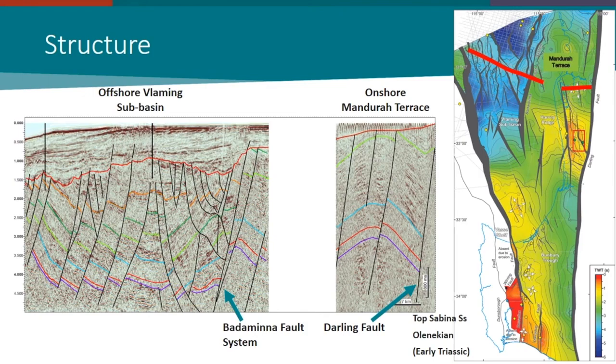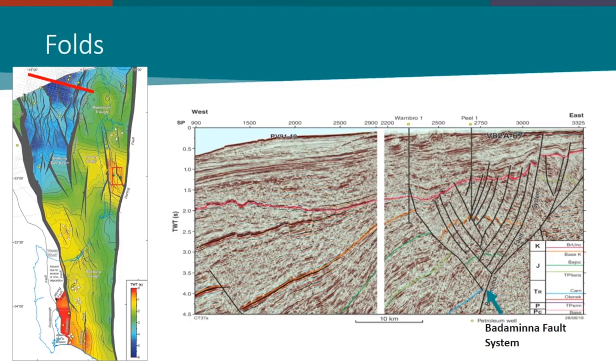Some localised folding can also be seen in the hanging wall of the Darling Fault in the Mandurah Terrace. The hanging walls of all major faults have seen some folding, some of which are intensely faulted, such as this one adjacent the Ballymena Fault in the offshore Vlaming subbasin.